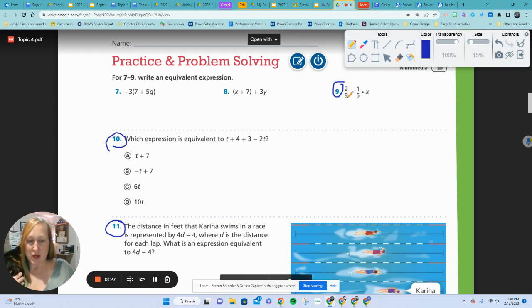So looking at number 9, because it has fractions, I think that might intimidate some kiddos. So that's why we're going to do it together. In this kind of instance, I don't want you to be intimidated because, as you notice, it only has one term that has an x. So that means I can't put anything together. So 2 over 9 minus 1/5 x. Now they want an equivalent expression.